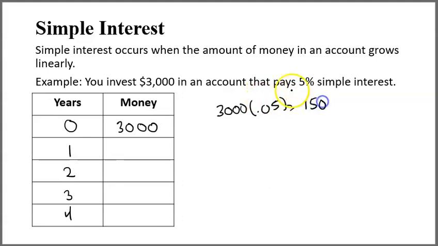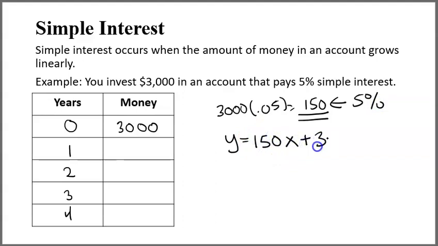150. So the 5% just means every year, no matter how much money is in my account, the bank will give me 5% of my original investment. So the equation I would use would be y equals the 5% of my original amount, so that's my slope, times x plus 3,000. After 1 year, I'll have $150 more. After 2 years, I'll just have $150 more. And then every year, I'm going to gain $150 in my account.